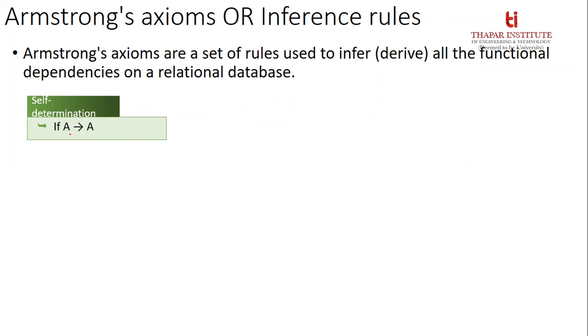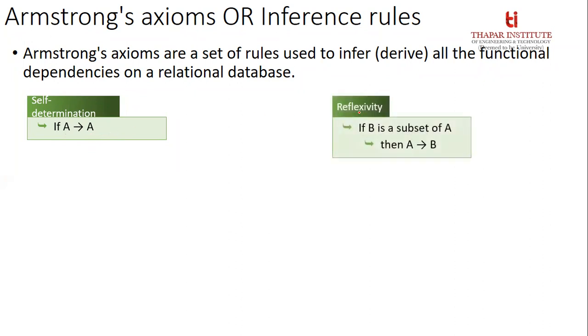So A tends to A means every attribute can determine itself. Okay, so A is determining A, roll number is determining roll number, name is determining name. So these dependencies are always preserved, always available in a relation for every attribute. If there are four attributes, then four dependencies are available by default. Okay, next is reflexivity that we have seen.